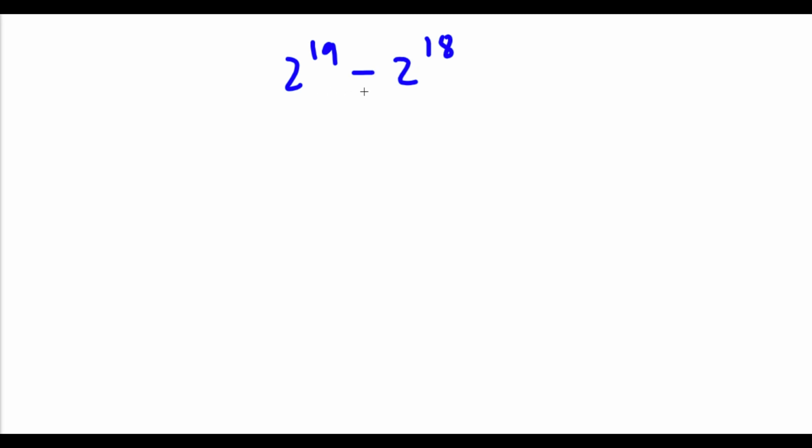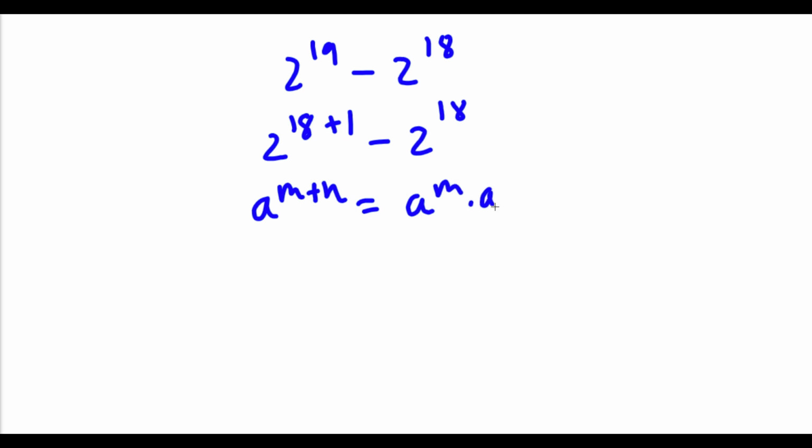Alright, so now to solve this problem, I'm going to rewrite 2 to the power of 19 as 2 to the power of 18 plus 1. So now if I have something in the form a to the power of m plus n, this is equal to a to the power of m times a to the power of n. So 2 to the power of 18 plus 1 is going to equal 2 to the power of 18 times 2 to the power of 1. Then we have minus 2 to the power of 18.